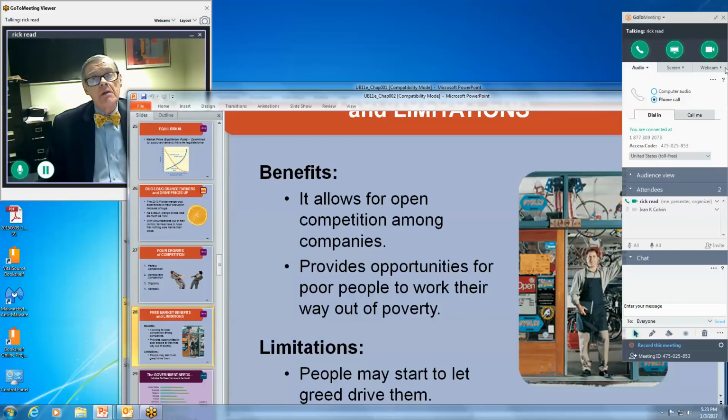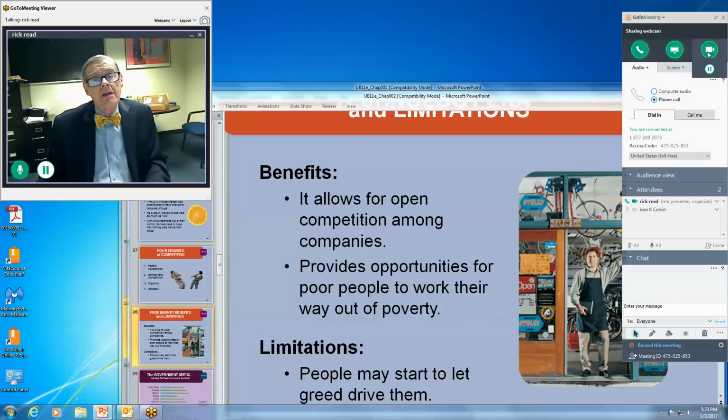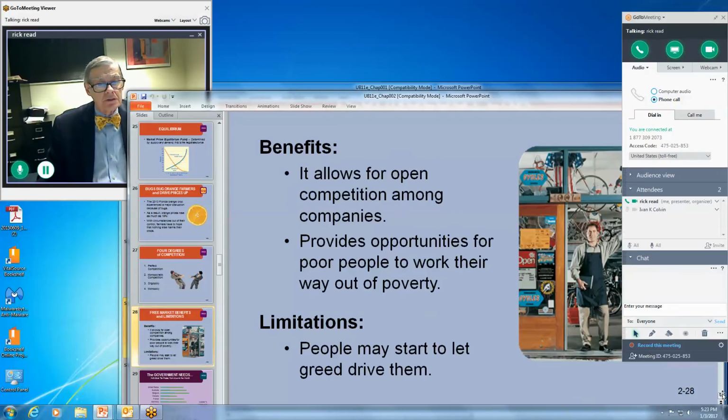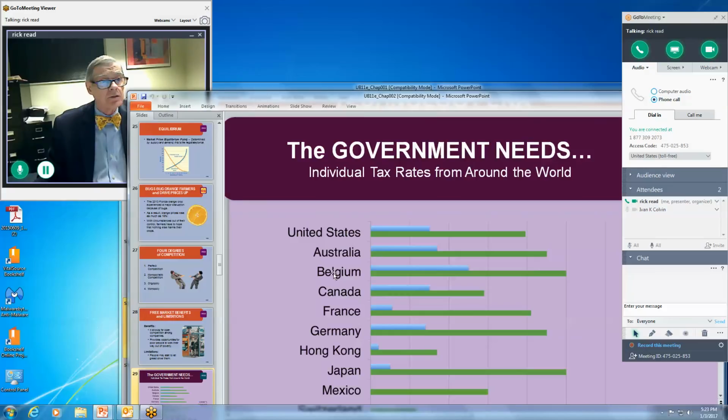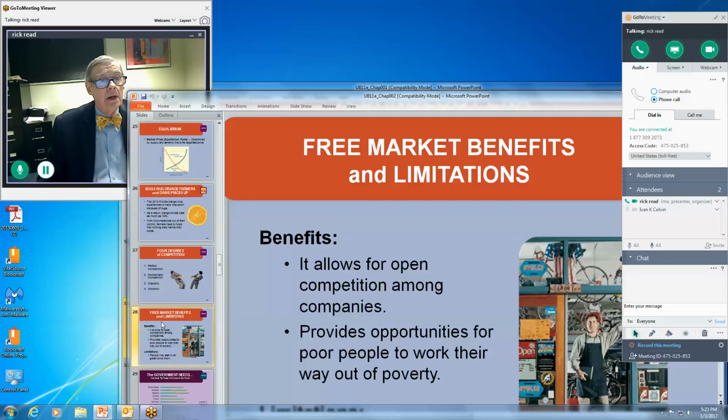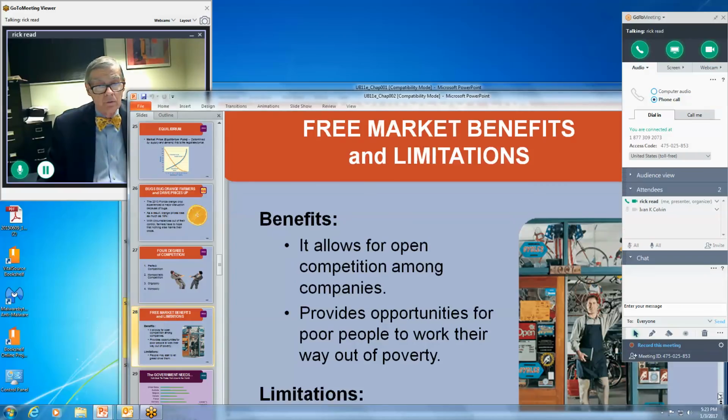Here are the free market benefits and limitations or negatives. Open competition, opportunities for people to work their way up on the economic ladder. Limitations are, and I don't like to use this as limitations as much as I like to talk about them being negatives. And the negative to me is this one right here.